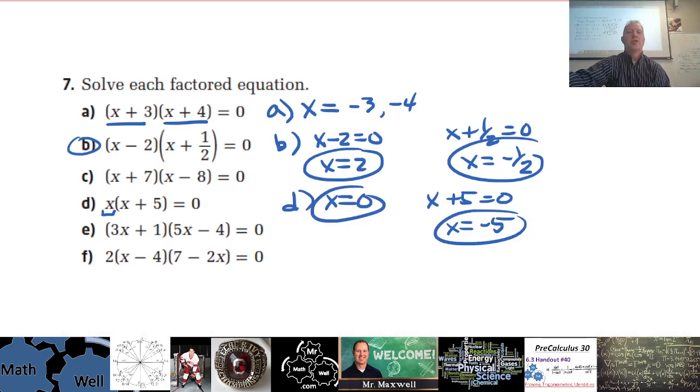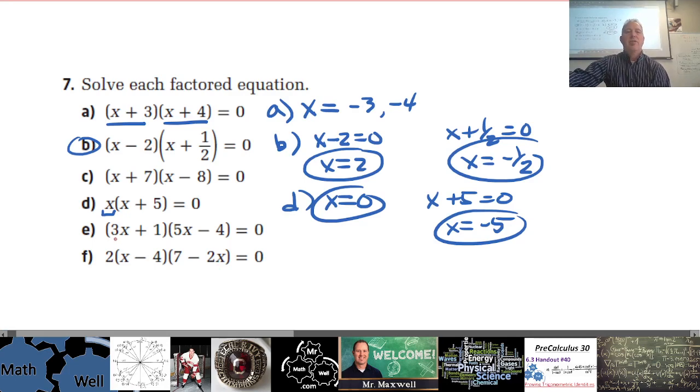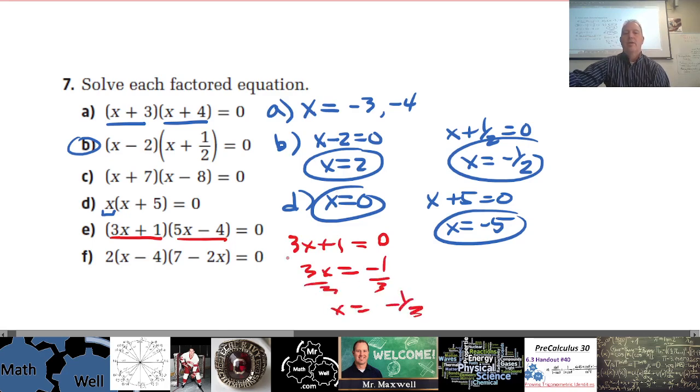Let me show you a bit of a shortcut, because a lot of you guys are ready for a little shortcut here. If you let each of these factors equal 0 separately, there's an easy way to do this. Watch this, I'll do it the long way. It's 3x equals negative 1, divided by 3, x equals negative 1/3. Watch what you do here, guys. You switch this sign, and you take this number divided by this number. Done.